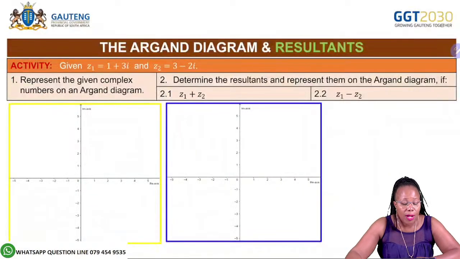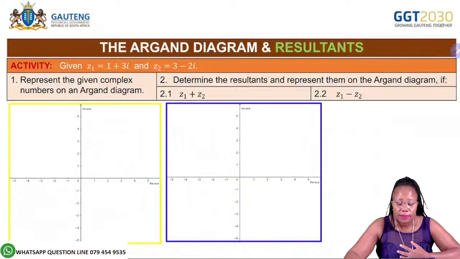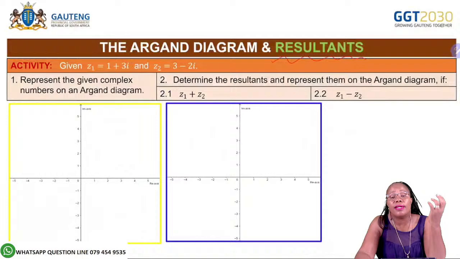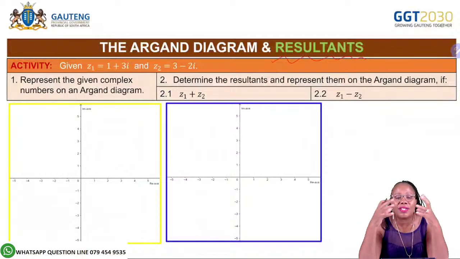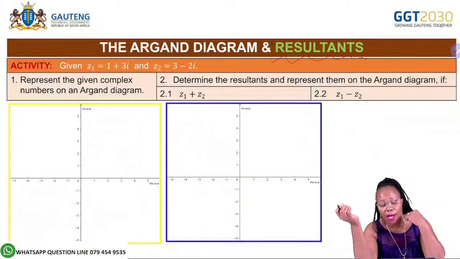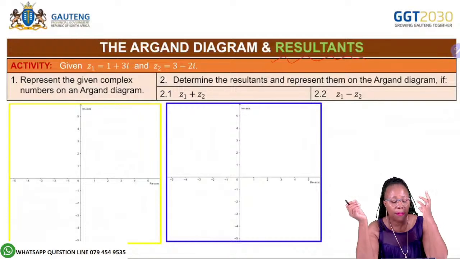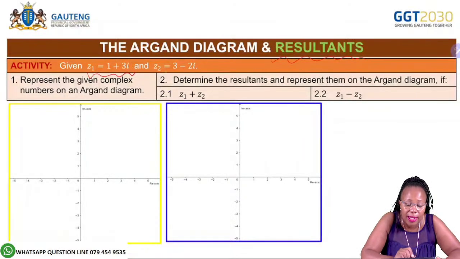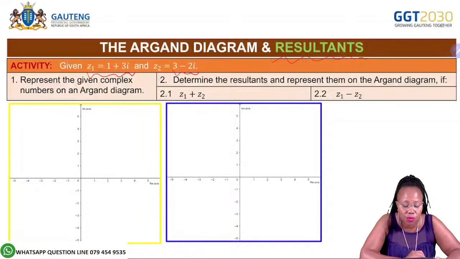And then now we want to look at the resultants. The resultant when you are adding two complex numbers or subtracting two complex numbers, and see what is the difference between the two when you are adding and when you are subtracting the same complex numbers. Okay, so in this case we are given that Z1 is equal to 1 plus 3i and Z2 is equal to 3 minus 2i, and they say represent the given complex numbers on the Argand diagram.